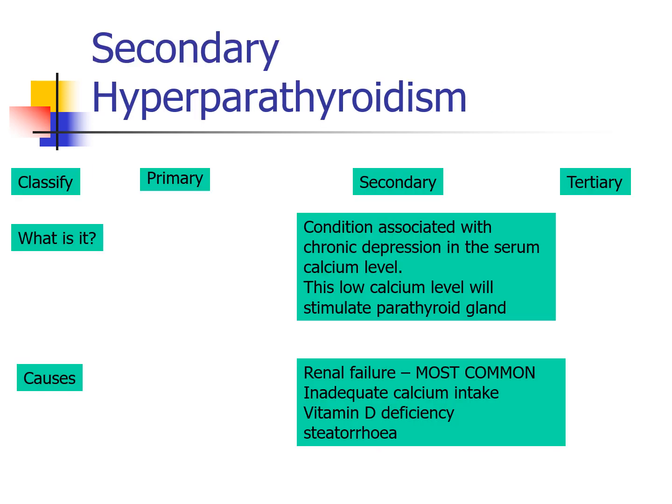Secondary hyperparathyroidism refers to conditions associated with chronic depression of the serum calcium level. The low calcium level will stimulate the parathyroid gland to produce parathyroid hormone. The most common cause of secondary hyperparathyroidism is renal failure, followed by inadequate calcium intake, vitamin D deficiency, and steatorrhea.